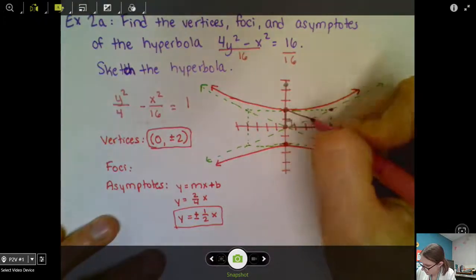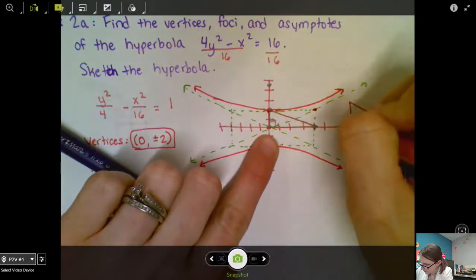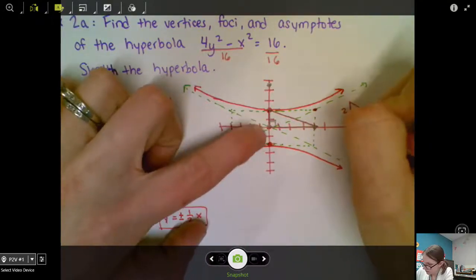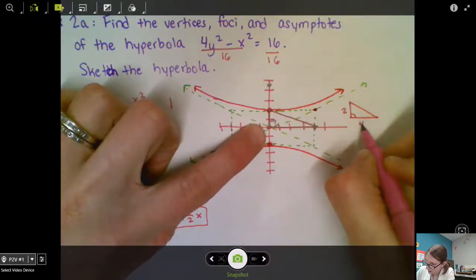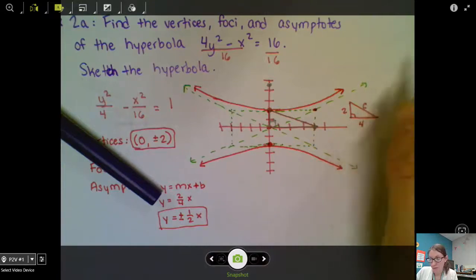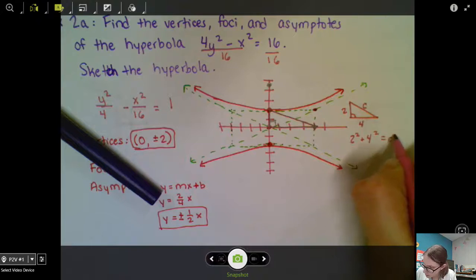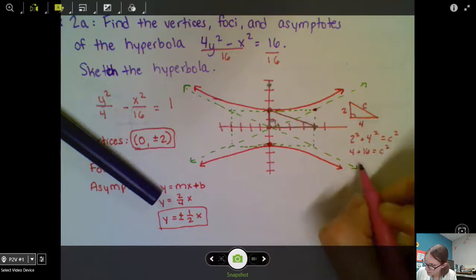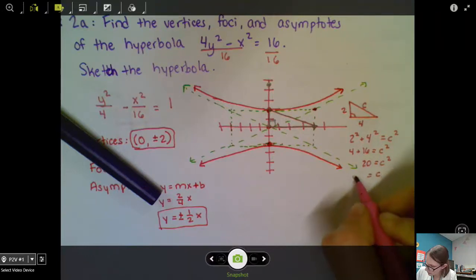I'll go over that again. And then I'm going to pull this right triangle out to the side here. I know my vertex is at 2, so that tells me the height of my triangle. I know that my central rectangle goes out to 4, so that's this length here. The only thing I don't know is C, and that's going to tell us where our focus is. So work out your Pythagorean theorem. 2 squared plus 4 squared equals C squared. 2 squared is 4 plus 16. So C is the square root of 20.